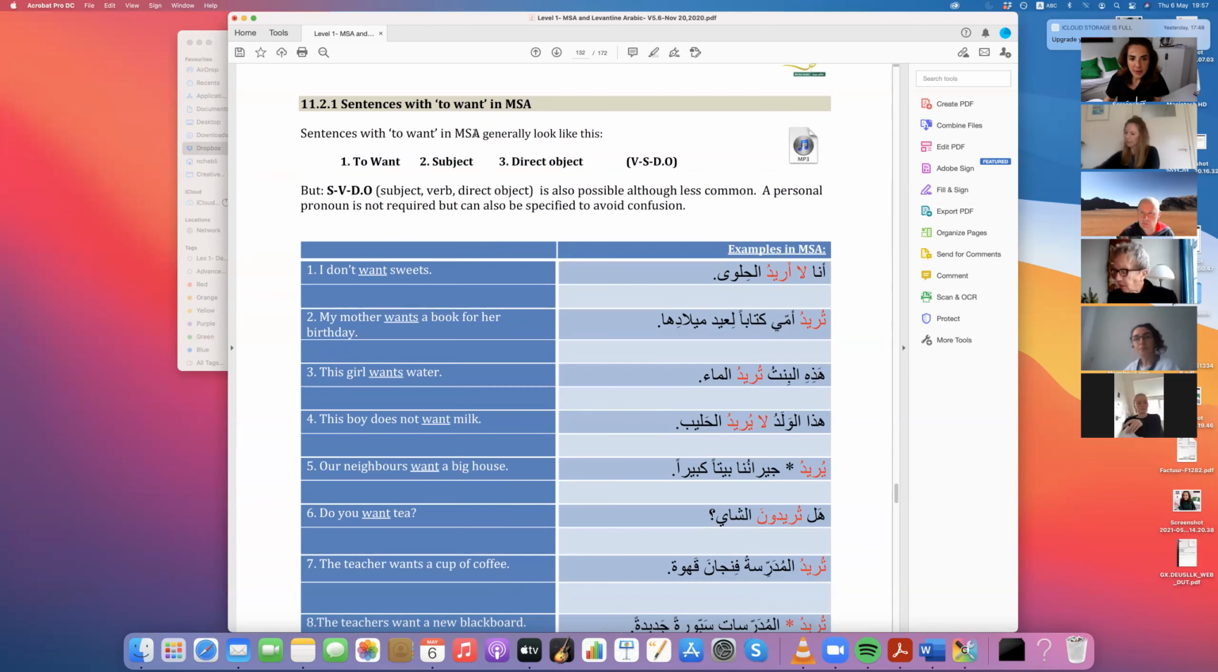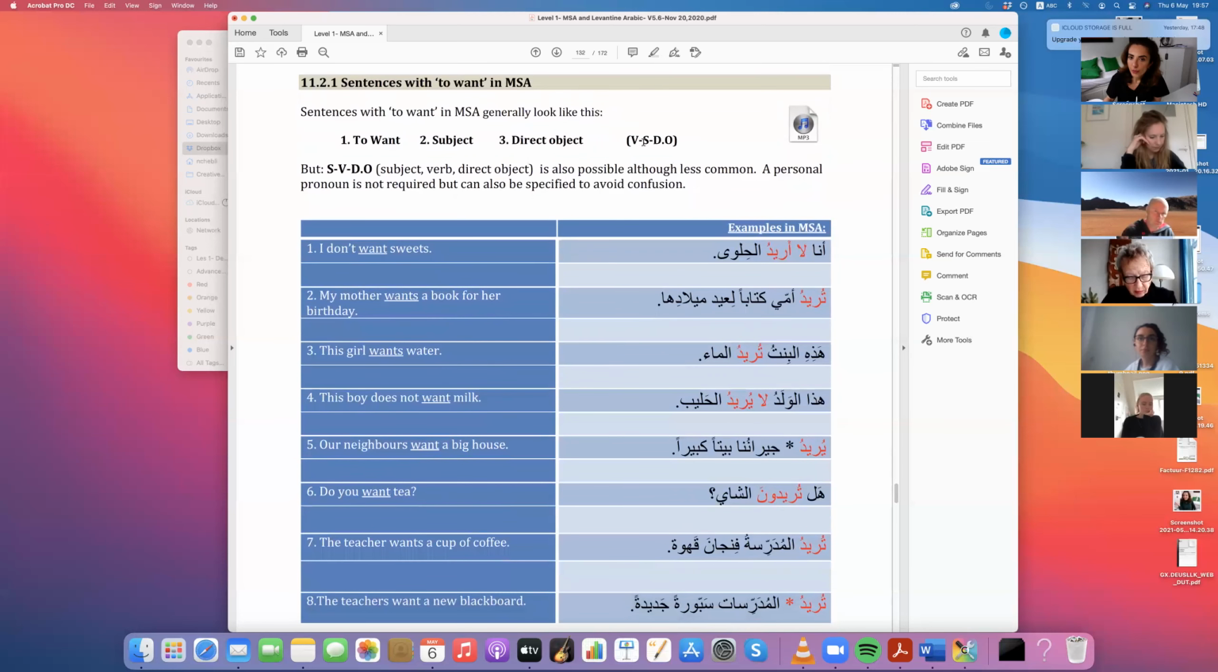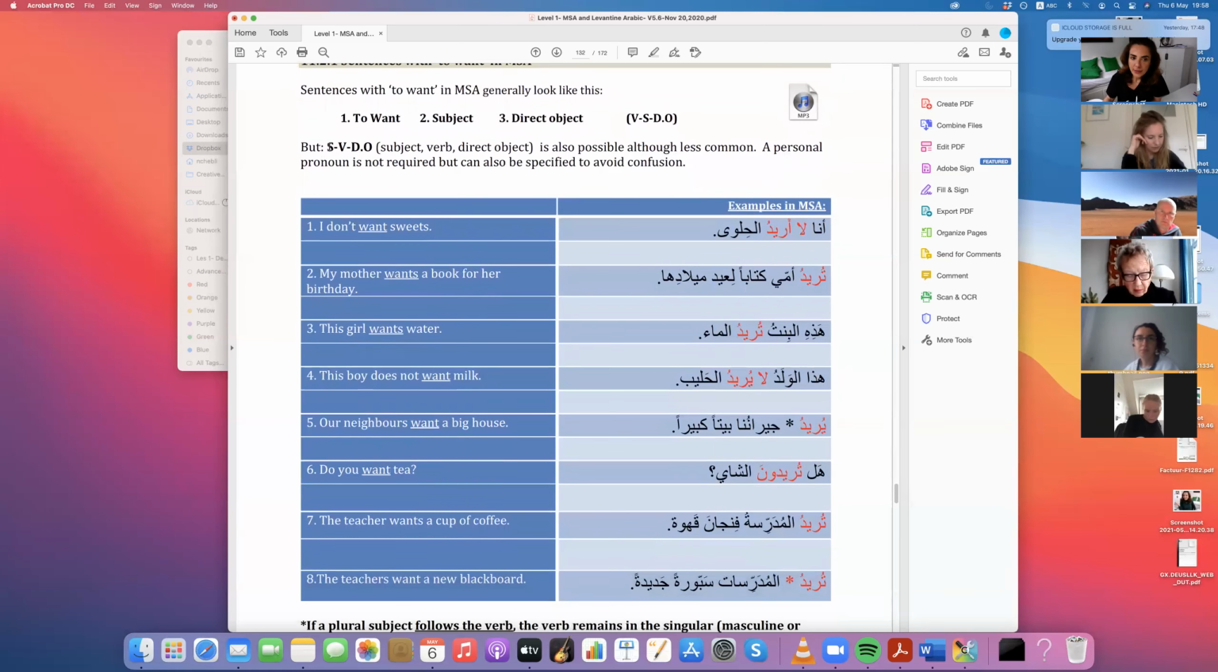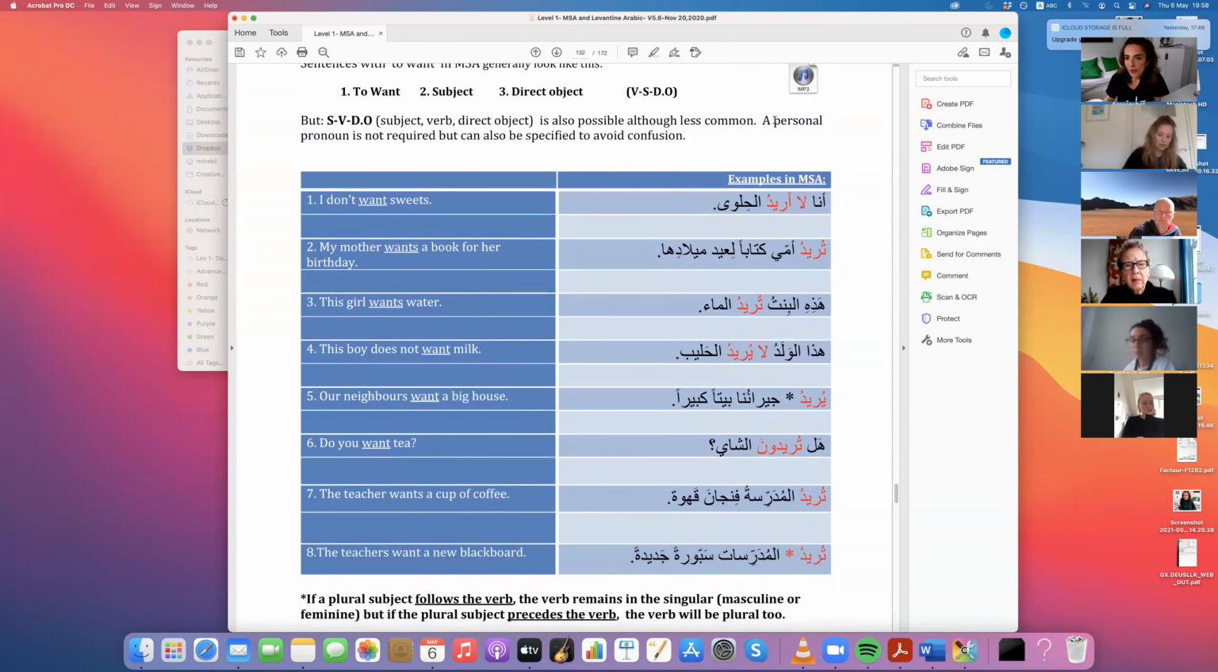So, in MSA, Bilfusha, first there is the verb "to want", then the subject, and then the direct object. So, verb, subject, direct object. This form, subject, verb, direct object, is also possible, although less common. And a personal pronoun is not required, but can also be specified to avoid confusion. Yani, in personal pronoun mode.